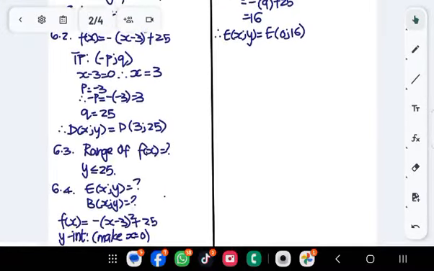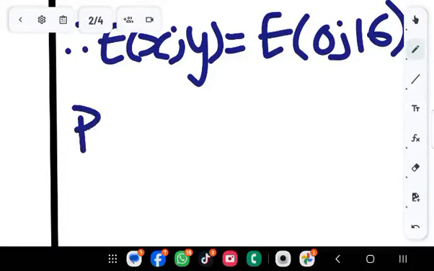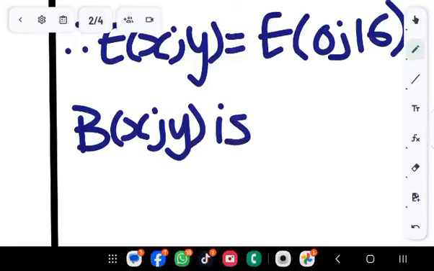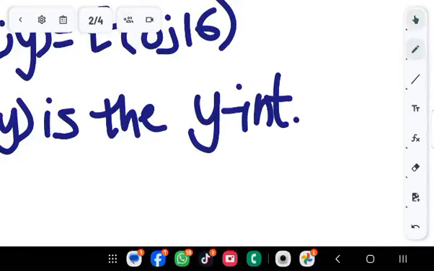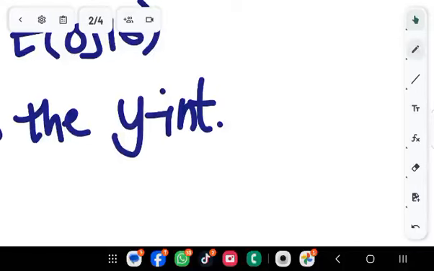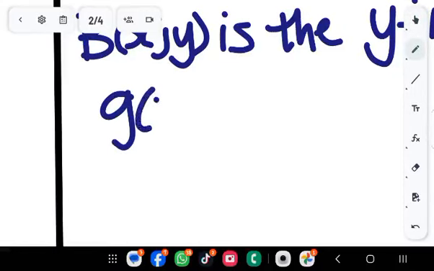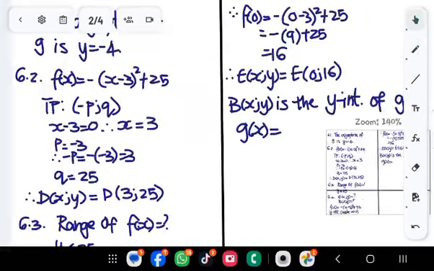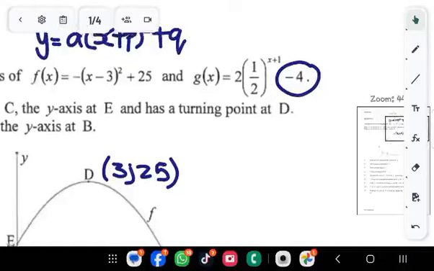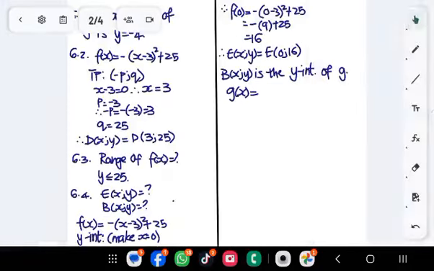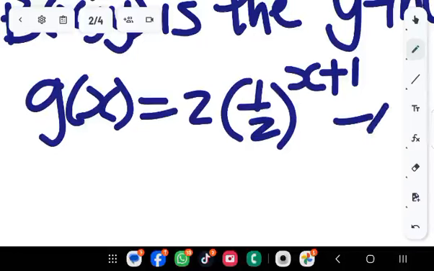16. Now let's find the coordinates of B. B is the y-intercept of g. Remember, g has the equation 2 times (1 over 2) all to the power of x plus 1, minus 4.